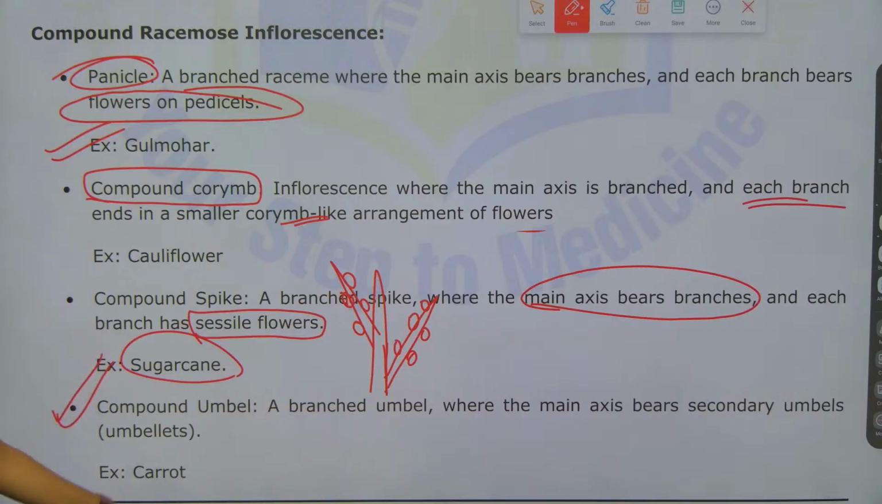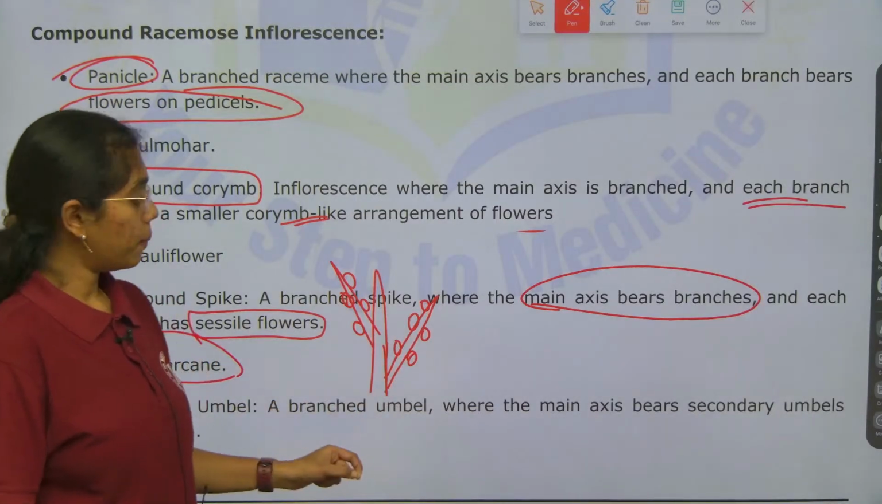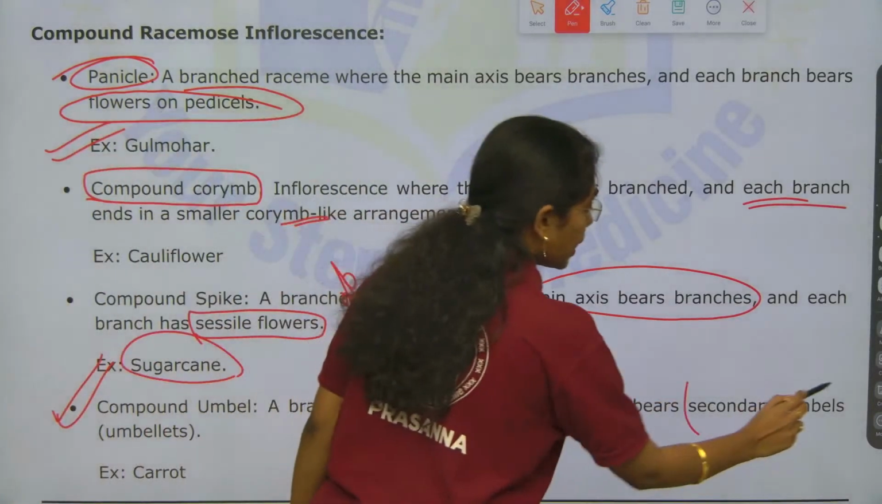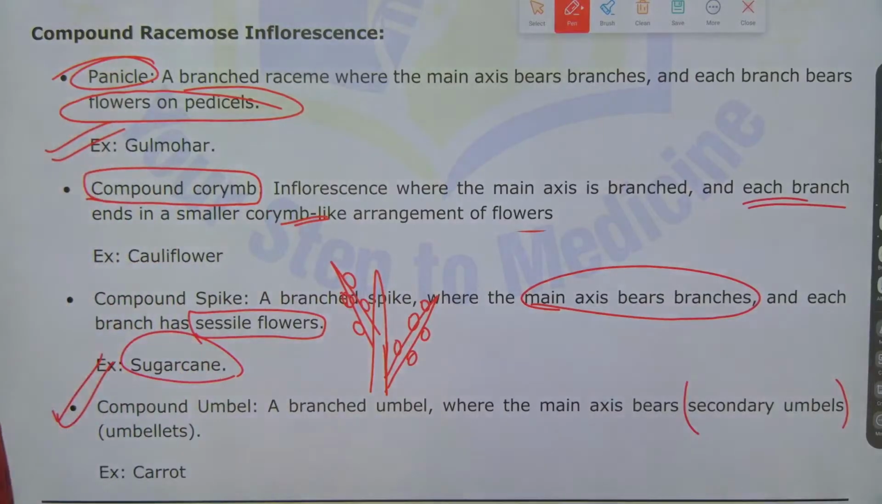Next is the compound umbel, a compound or branched umbel, where the main axis will bear secondary umbels. Main axis bears what? Secondary umbels. Those are addressed as umbellets. Example is what? Carrot. Here also it is up to your comfort, beta.